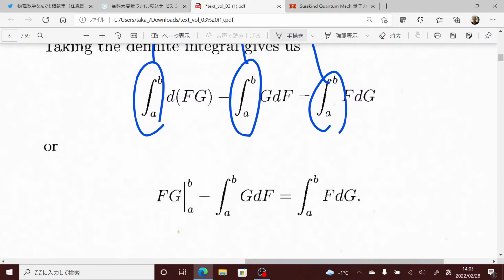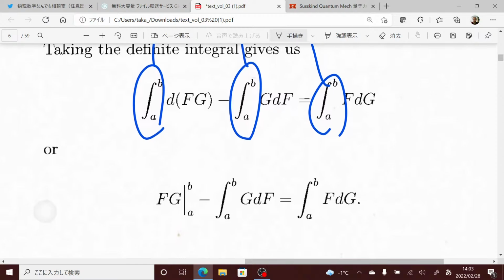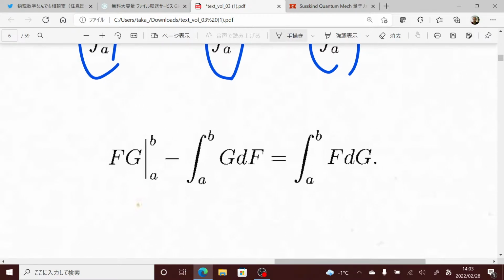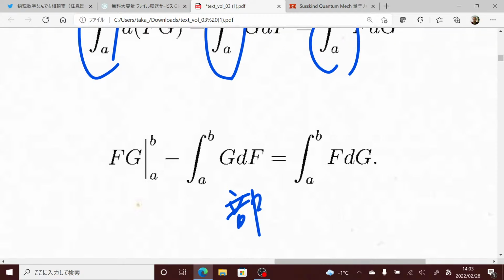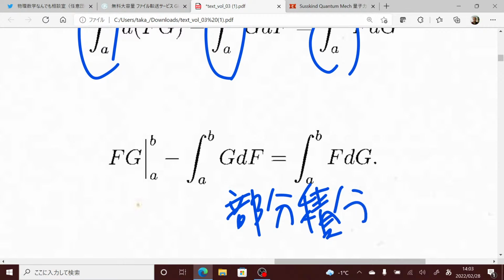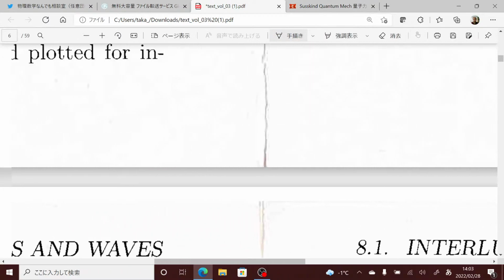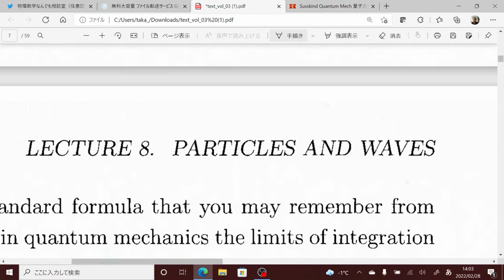Then you will see fg minus... I think you all know this, 微分積分. Okay, so let me see. So we go.